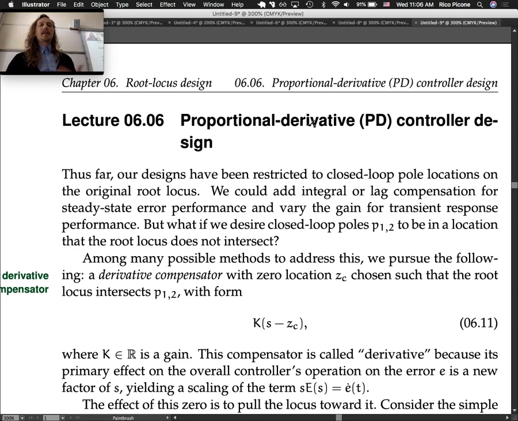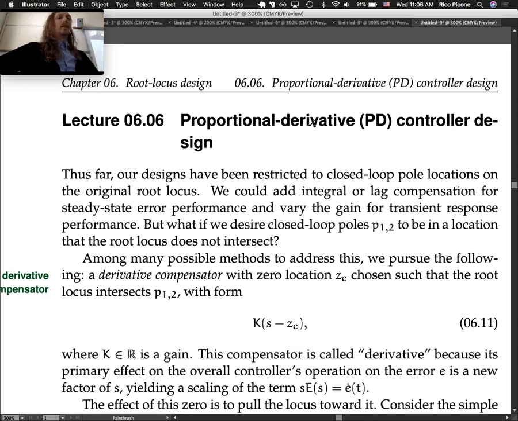And we also can add in an integrator or a lag compensator for steady state error improvement. One limitation that we've had thus far, though, is that we've been restricted to the original root locus for the most part, right? So we can vary the gain, we can move the closed loop poles around on that root locus, but we were sort of stuck there. If you wanted to be anywhere besides where the root locus happened to be for that system, you didn't have any way to get there.